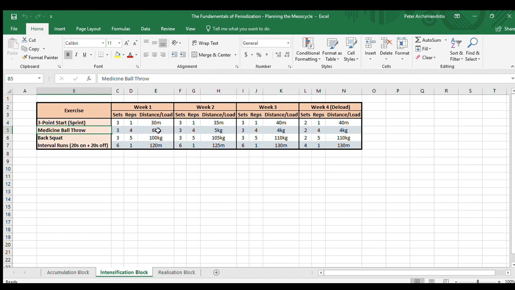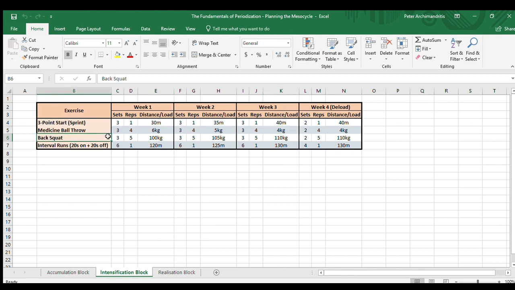And the reason I've done this with descending weight as opposed to ascending weight is because generally speaking, most sports or most things that we're training for, it's more specific to move lighter implements with faster velocities. So essentially throwing 4 kilos is going to be faster than throwing 6 kilos, and the intensity is going to be more specific to the sport.